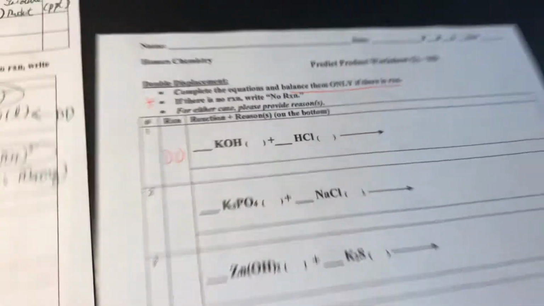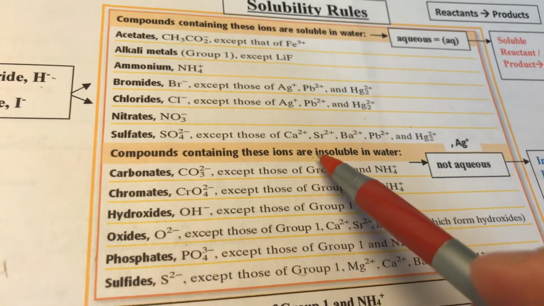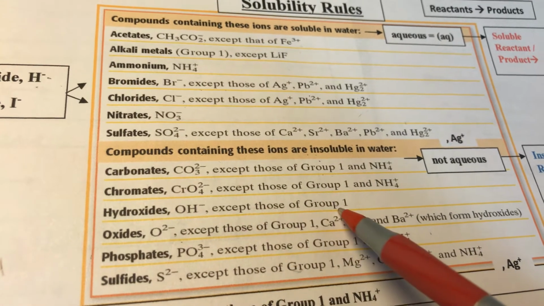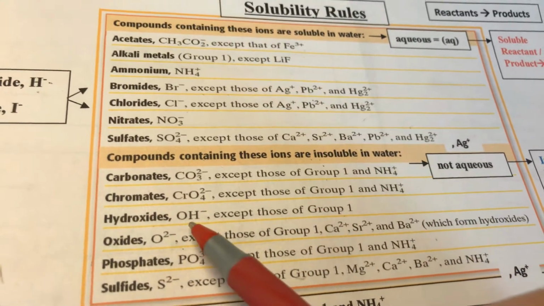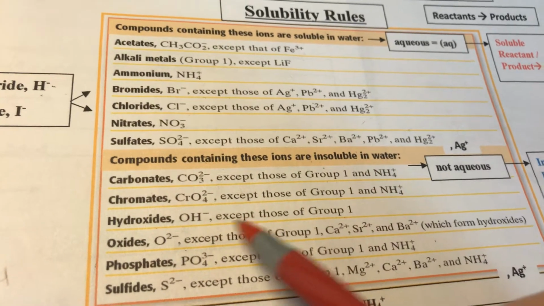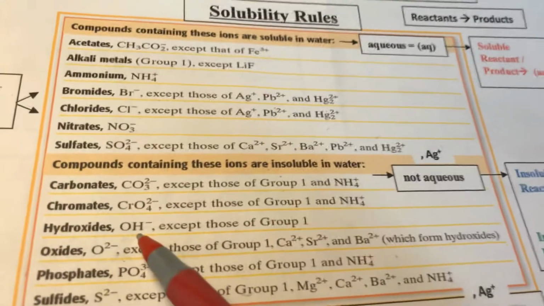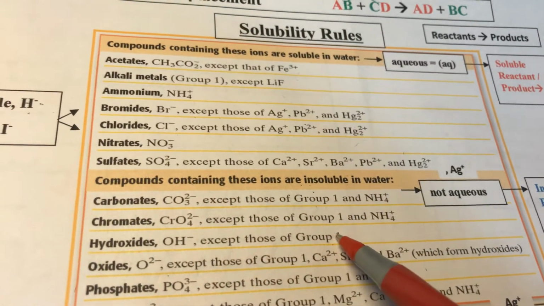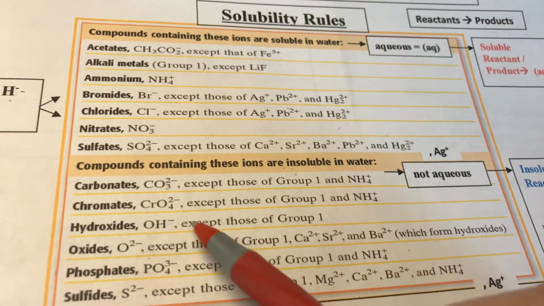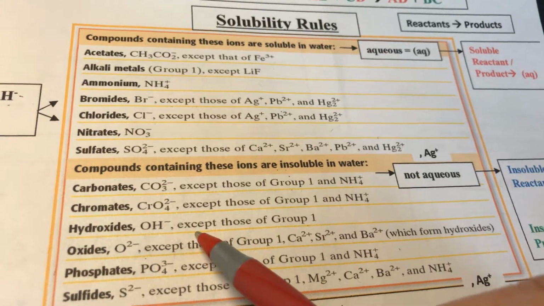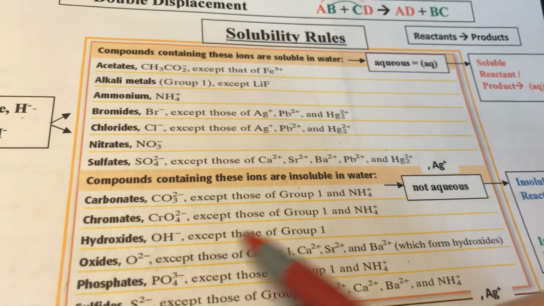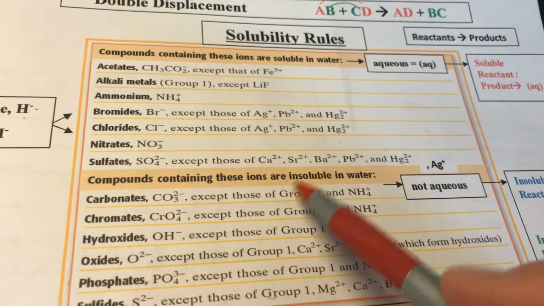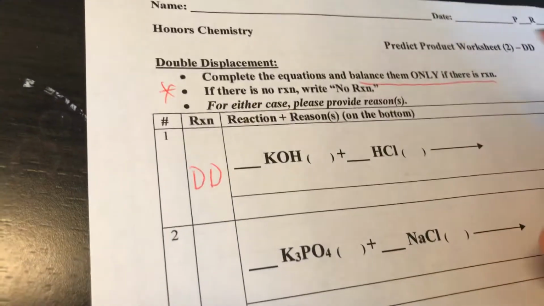So let's find the KOH first. KOH is a hydroxide, so we can read the rule: hydroxides, OH, are insoluble except those of group 1. Now K is group 1, so potassium hydroxide is the exception. Potassium is group 1, meaning that potassium hydroxide is soluble, because group 1 is an exception. Exception will be the opposite of insoluble. So potassium hydroxide is soluble. KOH is soluble.